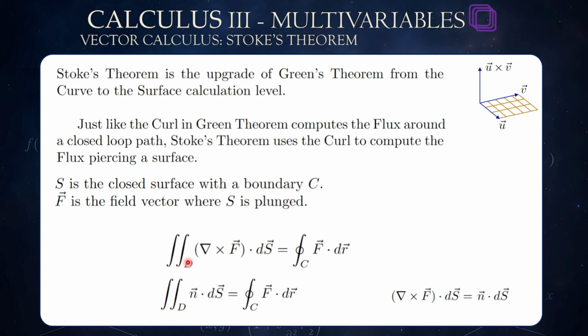Double integral over the region D of nabla cross F dot dS is equal to the line integral over a curve of F dot dr. Then another translation for that is equal to the double integral of n dot dS. N is the normal vector and dS is the superficial element, also equal to F dot dr. Okay, that's another translation for that. Nabla cross F dot dS is equal to n dS. This is what we're talking about, because the cross product again is actually the normal vector to the surface multiplied by dS, the surface element, so it gives you n dS.